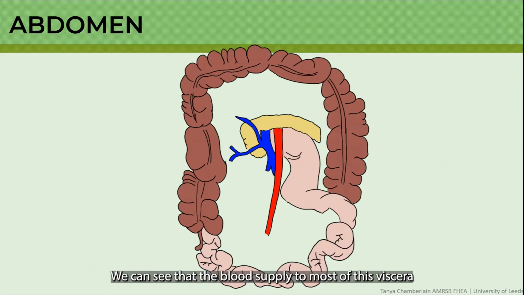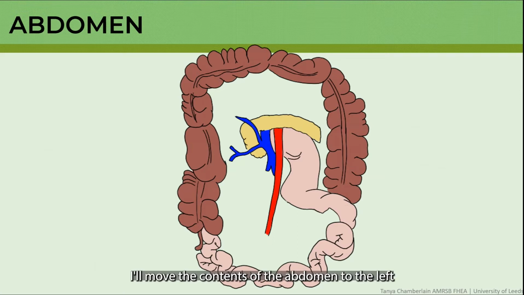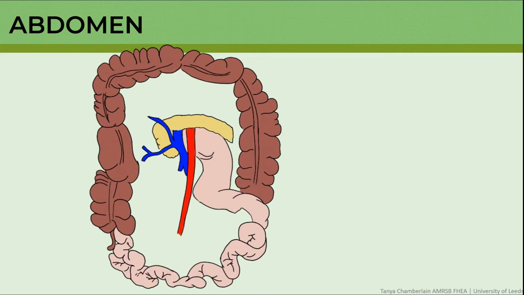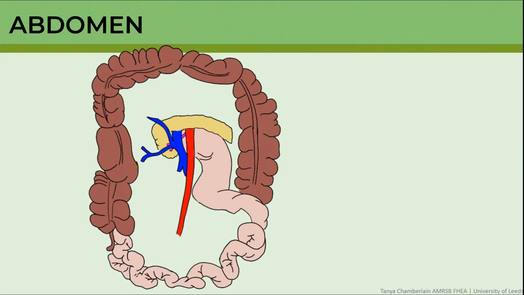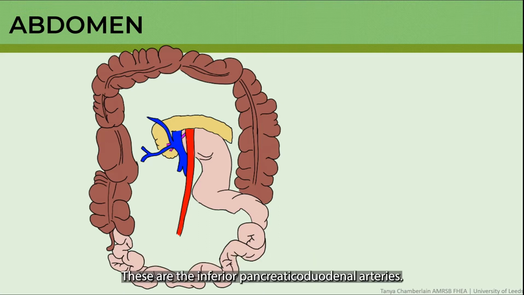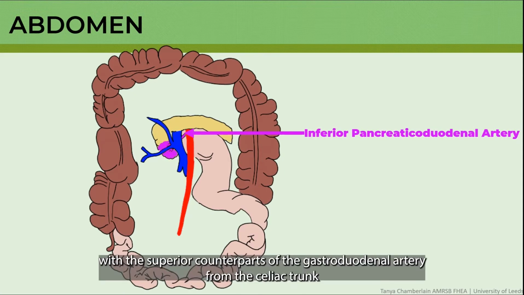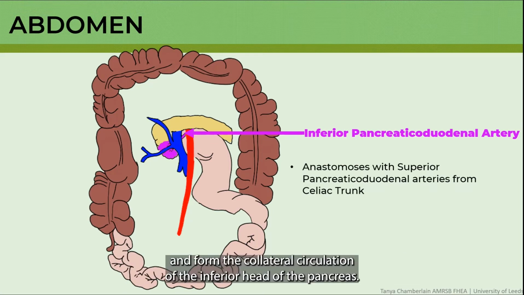We can see that the blood supply to most of this viscera is coming from branches of the superior mesenteric artery. I'll move the contents of the abdomen to the left so we can slowly dissect the branches coming from the SMA now. As mentioned earlier, the pancreas gets most of its supply from the celiac trunk, but the inferior portion of the head receives branches from the superior mesenteric artery. These are the inferior pancreaticoduodenal arteries. These branches anastomose with the superior counterparts off the gastroduodenal artery from the celiac trunk and form the collateral circulation of the inferior head of the pancreas.